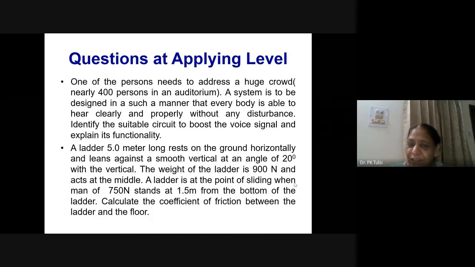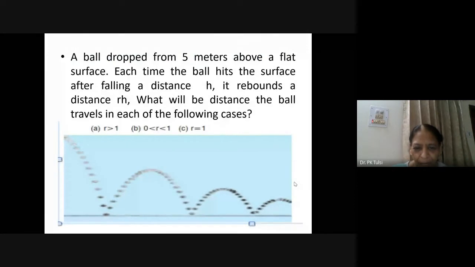Now, this has been at the degree level. A ladder 5.0 meter long rests on the ground horizontally, leans against a smooth vertical wall at an angle of 20 degrees with the vertical. The weight of the ladder is 900 and it's at the middle. The ladder is at the point of sliding when a man of given weight stands at a certain distance from the bottom of the ladder; calculate the coefficient of friction between the ladder and the floor. A new situation where the rule is to be applied.